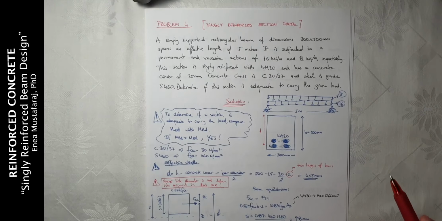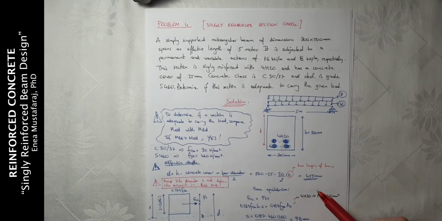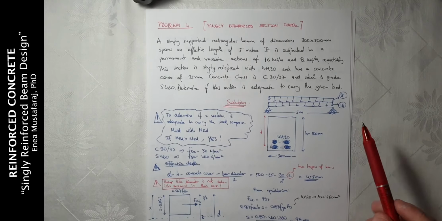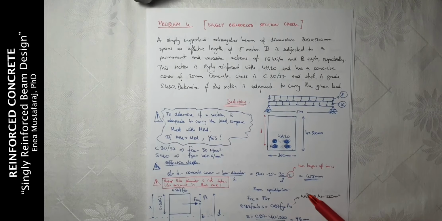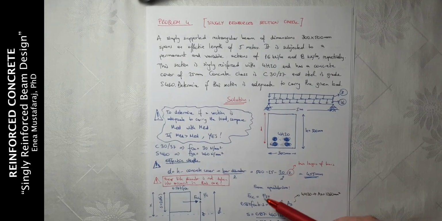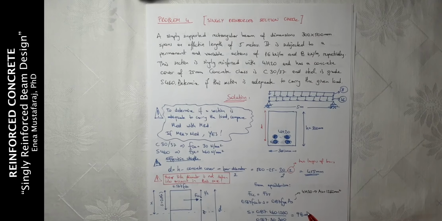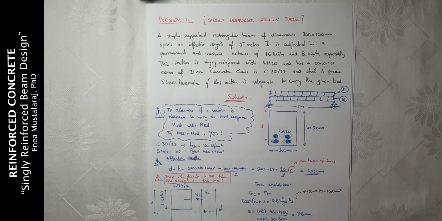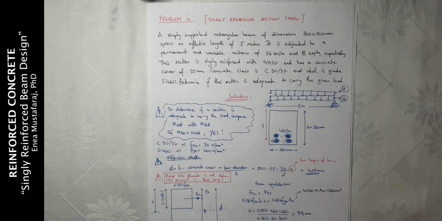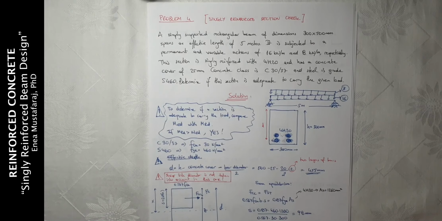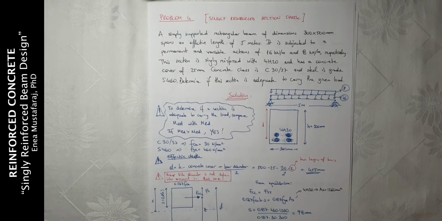The procedure that we are following, we make the equalization of the forces because they are in equilibrium. So force of concrete in compression will be equal to force of steel in tension. We calculate S, and then from S we can find MRD, which will be equal to 204.08 kilonewton meter.